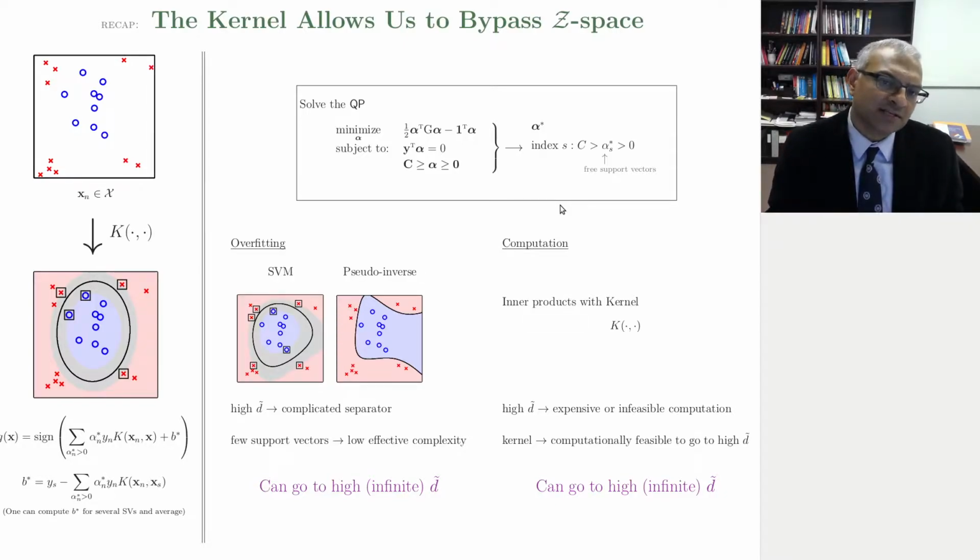The larger C is, the more you're focusing on the in-sample error, the less you're allowing margin violations. The smaller C is, the more regularized the classifier will be.